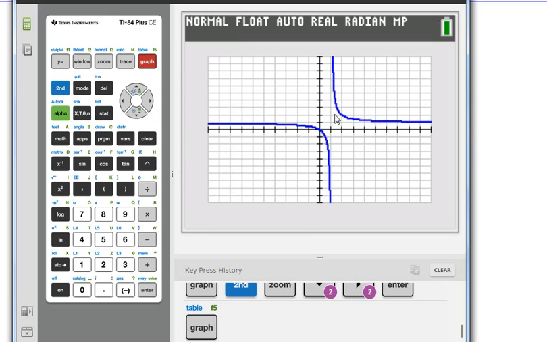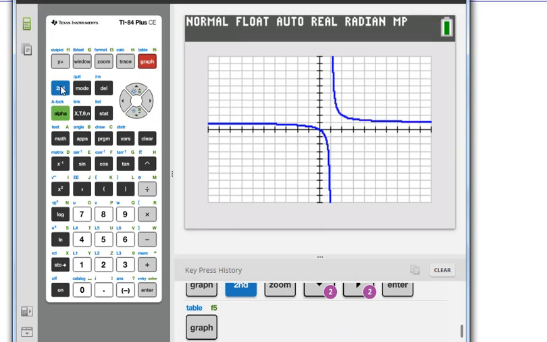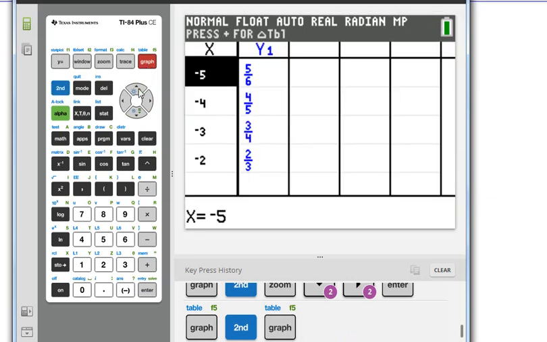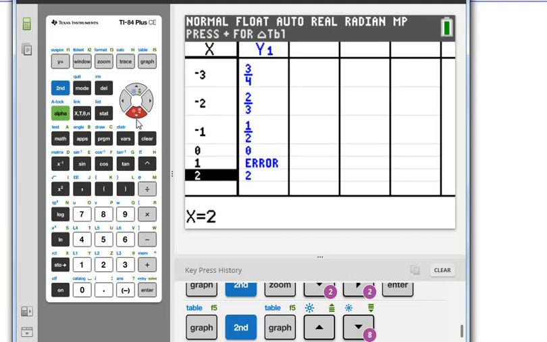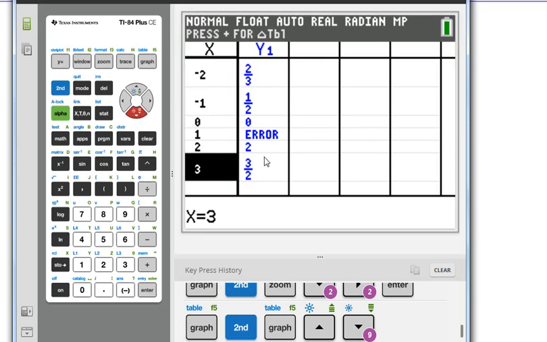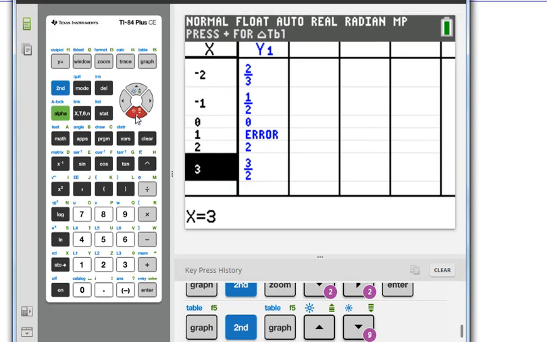So we see that faint vertical line at x equals 1. We go to table view, and we see, whoops, we're going this way. At x equals 1, we have an error.